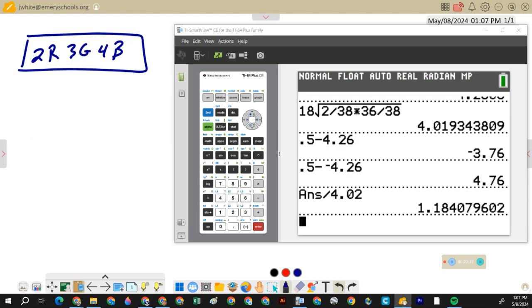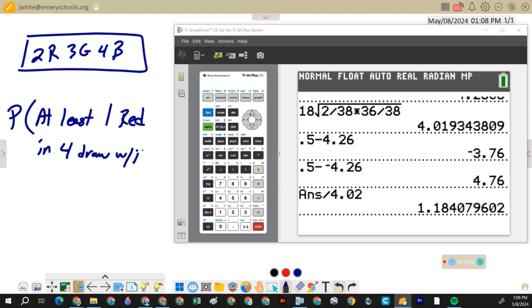All right. What is the probability of at least one red in 4 draws with replacement? Now that's really complicated. We would have to find the probability of getting all 4 reds, and then the probability of getting 3 reds, and then the probability of 2 reds and 1 reds, and add them all together. Do you guys remember the at least one trick?